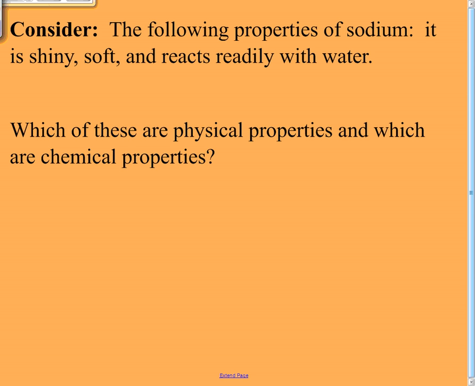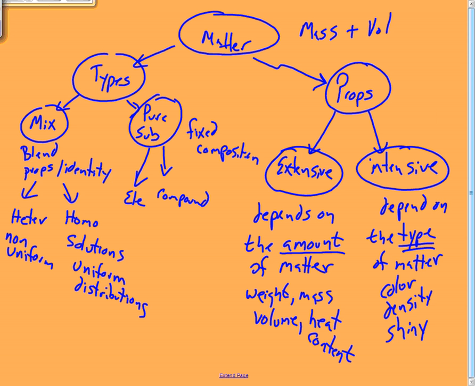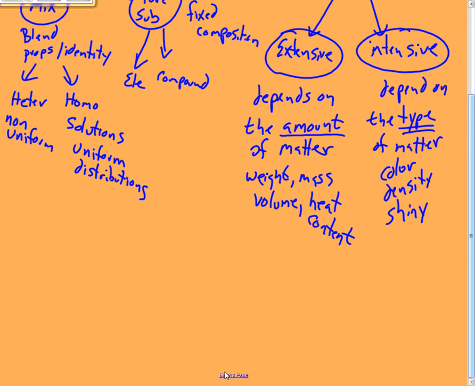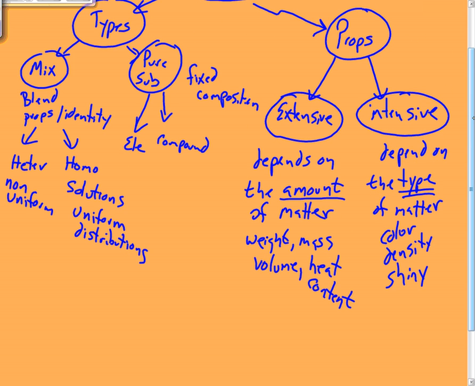Next, consider the following properties of sodium. It is shiny, soft, and reacts readily with water. Which of these are physical properties, and which of these are chemical properties? Okay, we need to go back to our beautiful concept map here, and we need to add a couple more properties. So let's extend the page, and let's come off of properties this way.